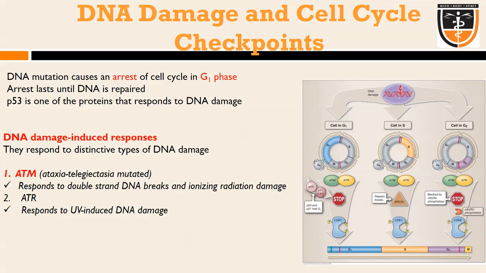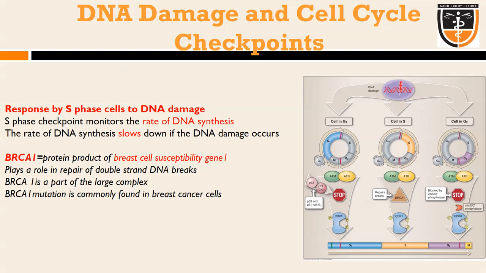But there are different responses in the cells depending on what type of injury is causing it. For example, ATM, ataxia-telangiectasia mutated protein, will respond to double-strand DNA breaks and ionizing radiation damage. That's how they're going to detect the damage. How do you know something is wrong? The ATM will detect it. You know, the place where you get your money from. So it responds to double-strand DNA breaks and ionizing radiation damage, and it will be activated. ATR will respond to UV-induced DNA damage that we already mentioned.